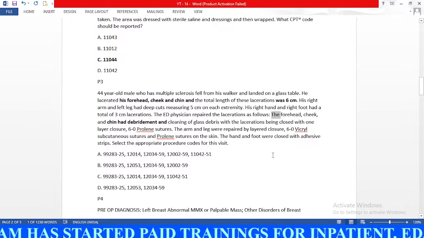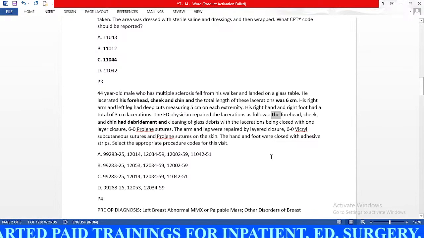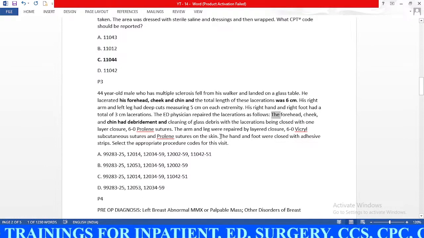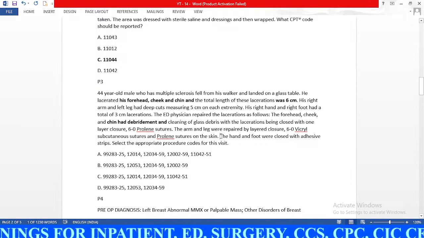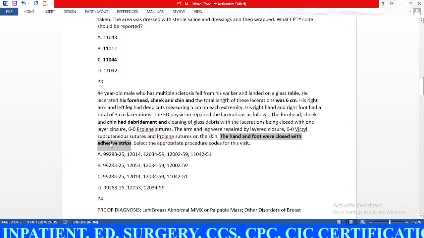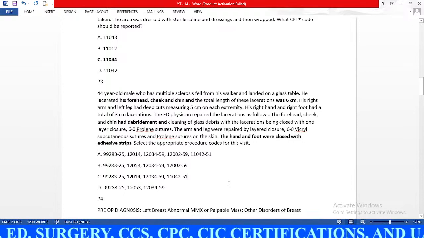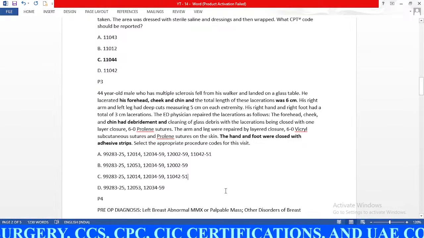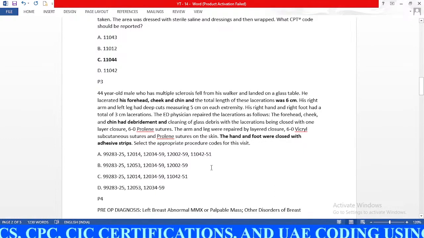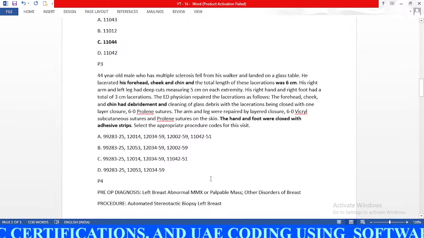So basically, based on CPT guidelines, if the laceration is closed with adhesive strips, we do not need to code those adhesive strips, as these are included in the E&M code. So we can eliminate A and B here. Next one is C.